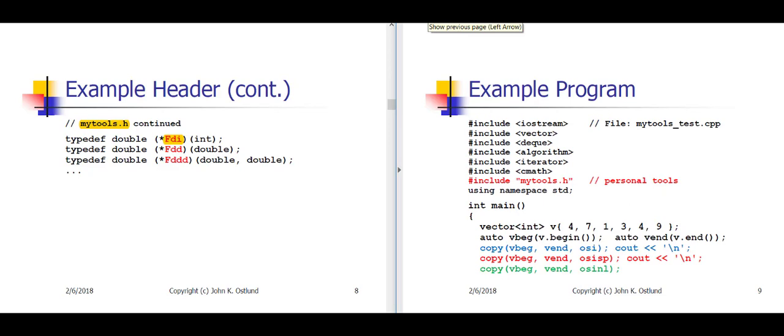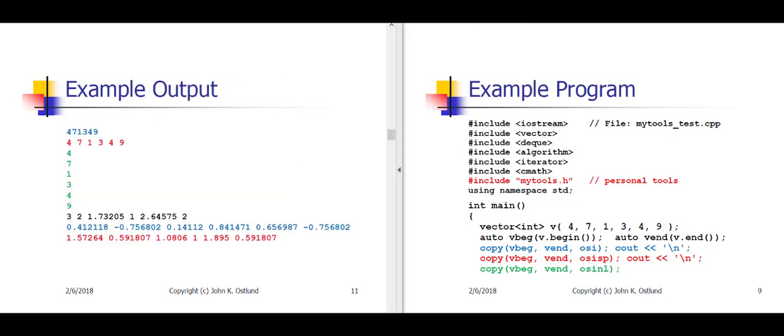On slides 9 and 10, we have a brief test program making use of the ostream iterators and the typedefs from the mytools.h header. The output of this program is shown on slide 11. So let's take a look at this little program.